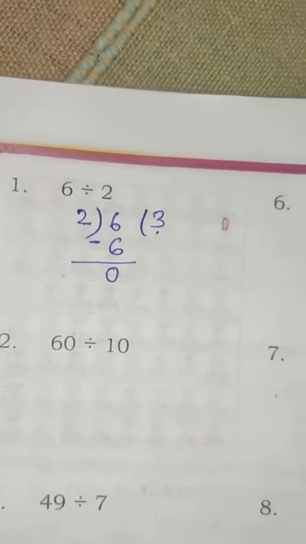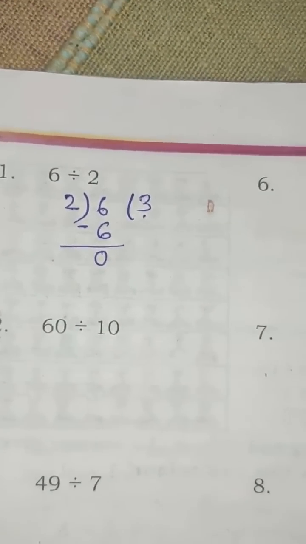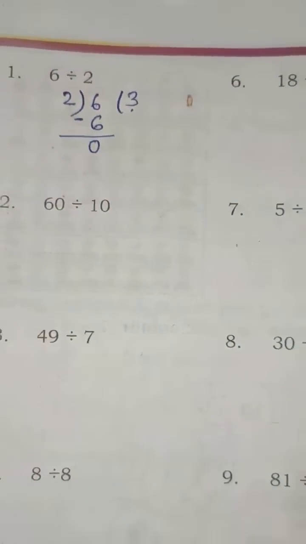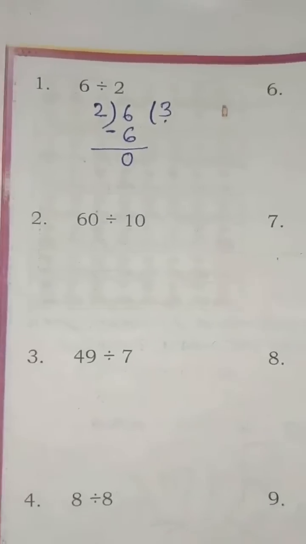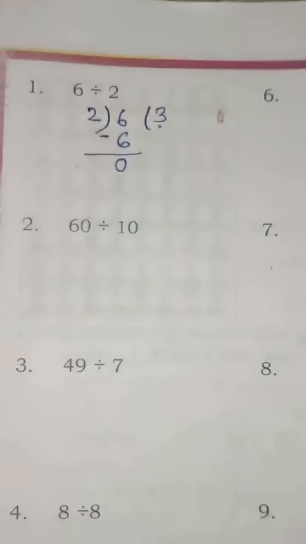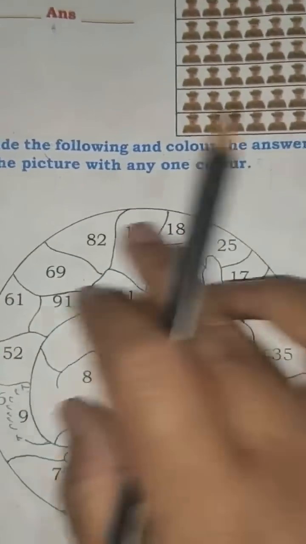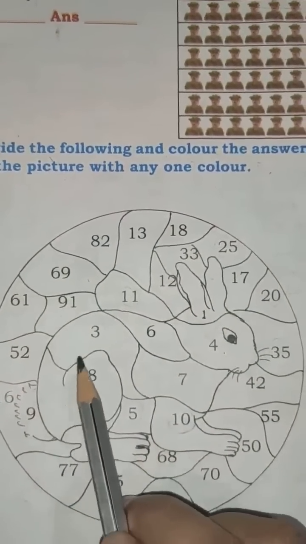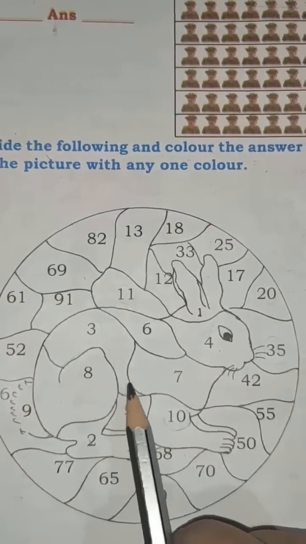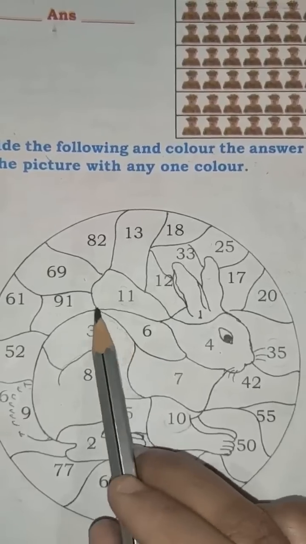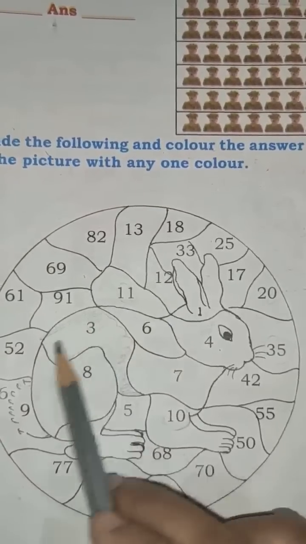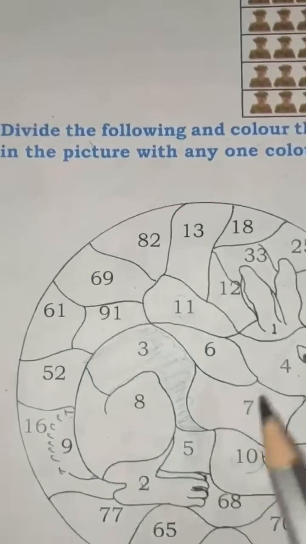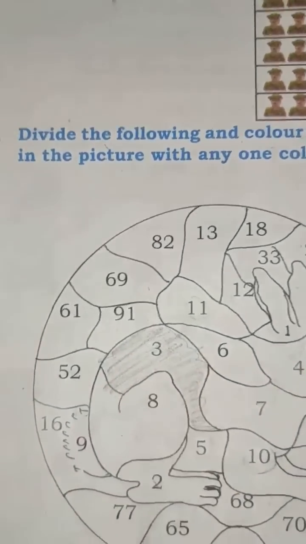3. Right. So by taking any one color, you have to use any one color for all these sums. So what is the answer here? 3. So where is the 3 in this picture? Here is the 3. Yes, so this whole is 3 here. So by taking any color, you have to fill this box. Okay, now come to the second one.